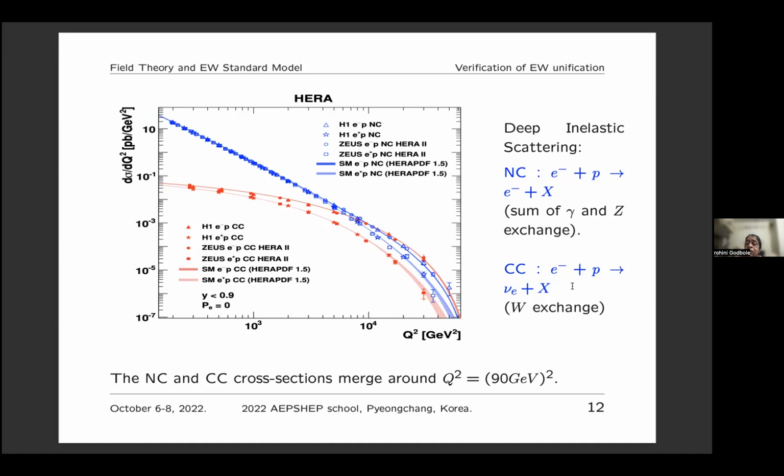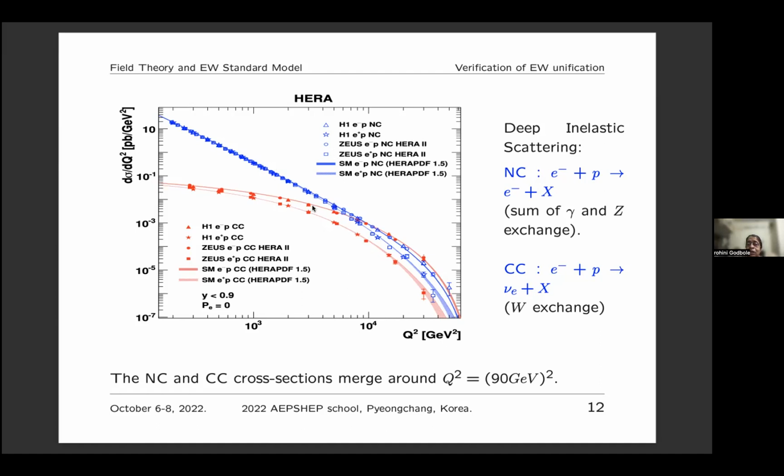And the charge current is nothing but the electron plus proton going to neutrino plus X, which is the W exchange. This is a rather difficult experiment at HERA to do. It's a collider environment, but I think they did a very good job. And what you see here in the red are the electron-proton charge current data. What you see here in the blue are the electron-proton neutral current data.